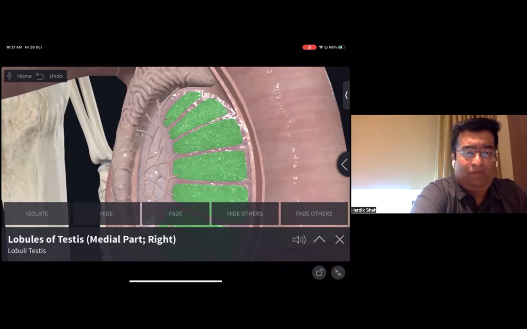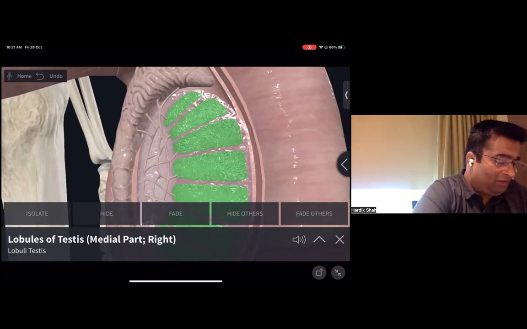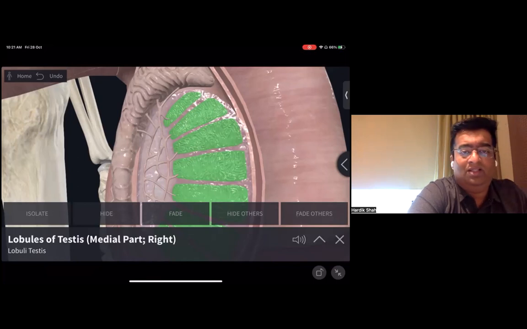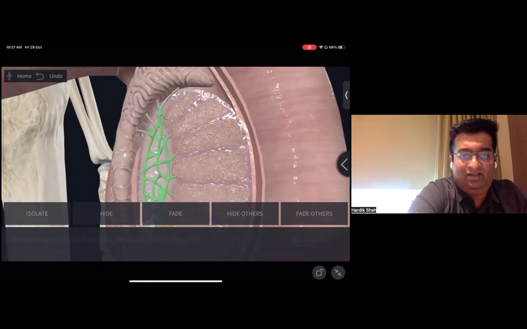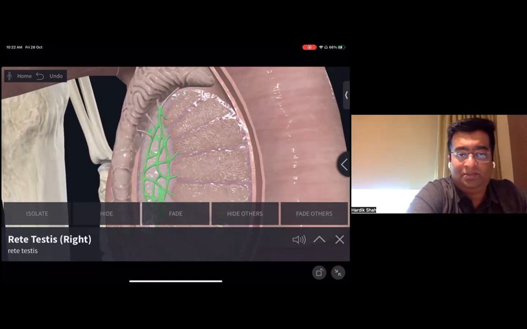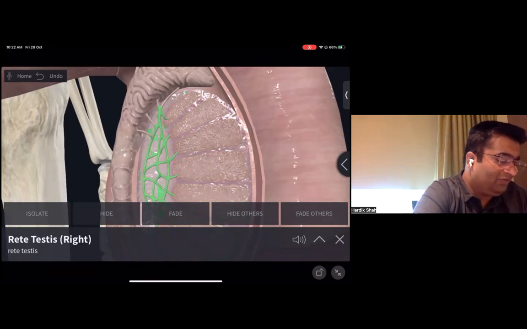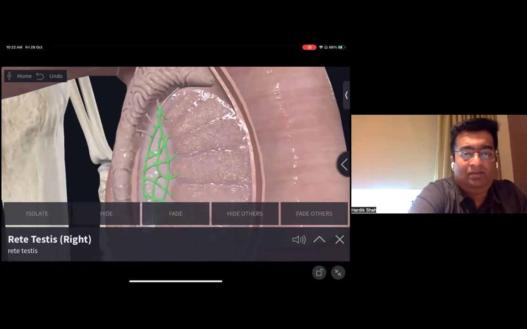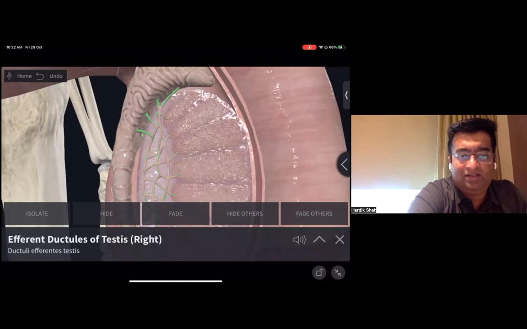Now, from the seminiferous tubules, you will have small ductules, which will lead to a structure called the rete testis. You can see the network of tubules. In your ICSE textbook, this is called a network of tubes. This network of tubes is called the rete testis, from where arises the efferent duct. You will see the efferent ducts highlighted in green in a moment. Yes, so these are the efferent ducts.